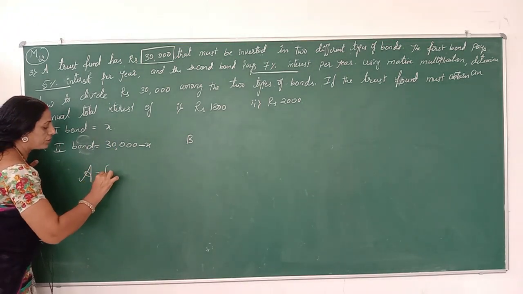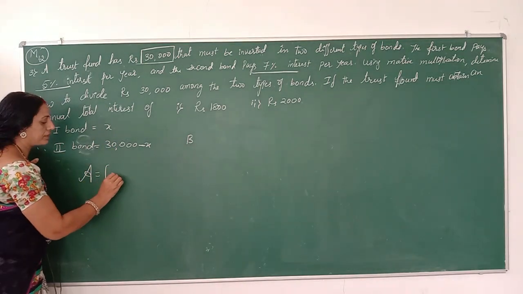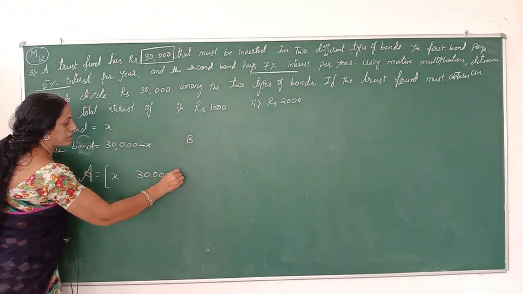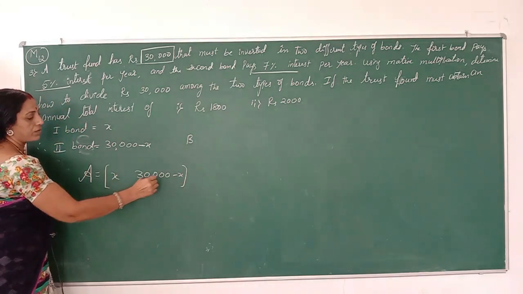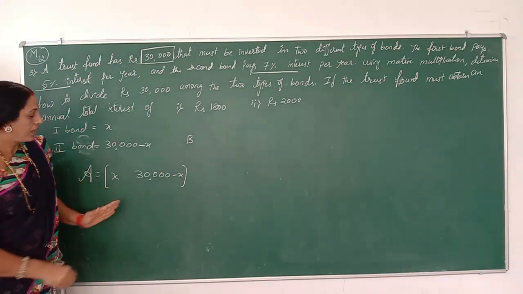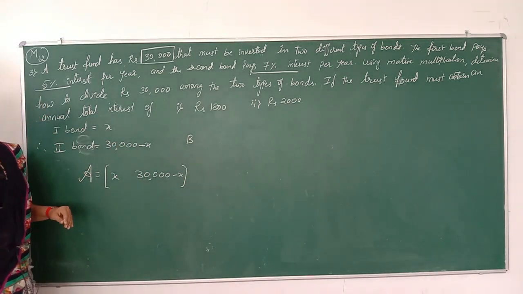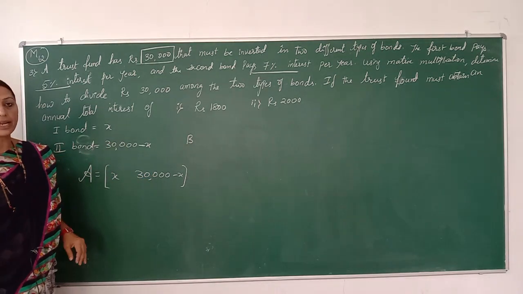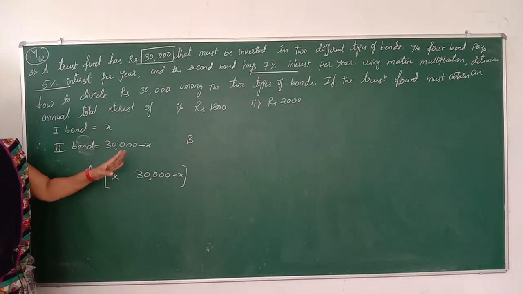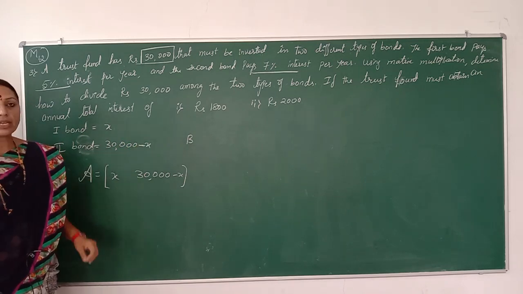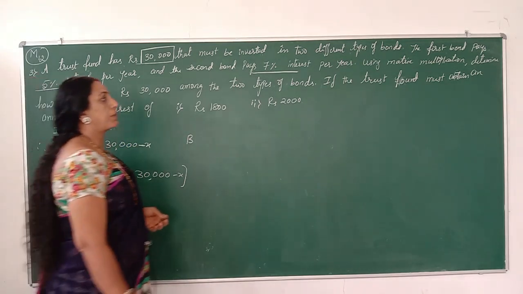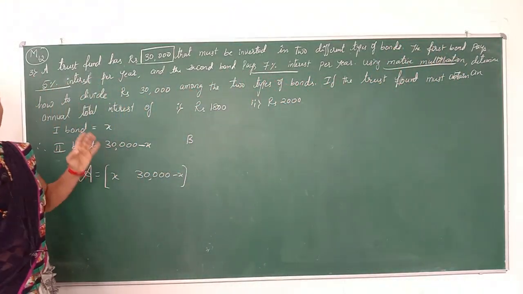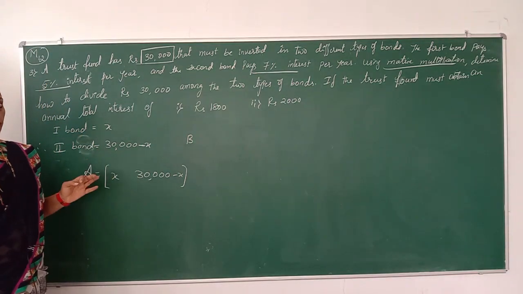Since these are two different elements, they are represented either in a row matrix or in a column matrix. X, 30,000 minus X is a row matrix, otherwise these elements are represented in a column matrix. So now one of them will be observed. If A is a row matrix, then B can be arranged in a column matrix. Otherwise A can be arranged in a column matrix, then B can be arranged in a row matrix. Because it's matrix multiplication, the condition of matrix multiplication means the number of columns of the first matrix is equal to the number of rows of the second matrix.